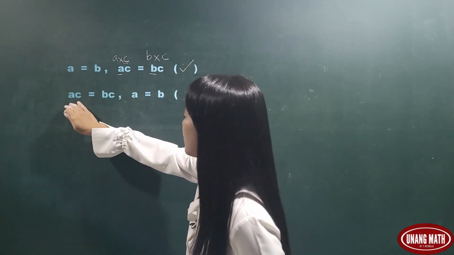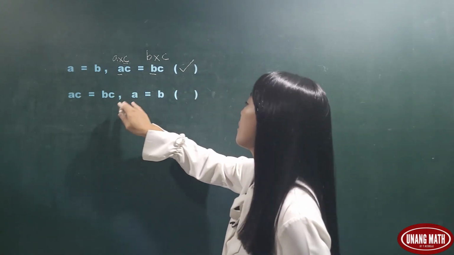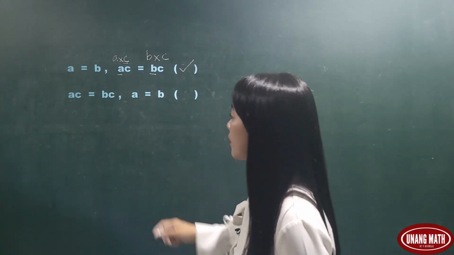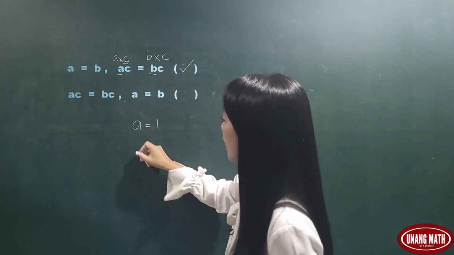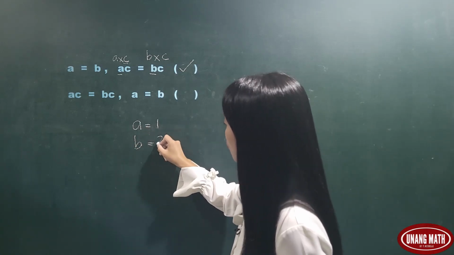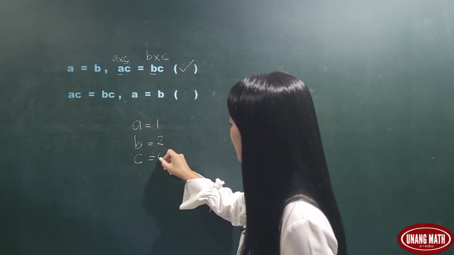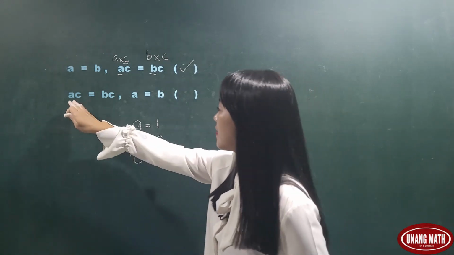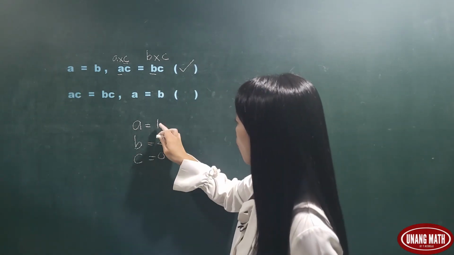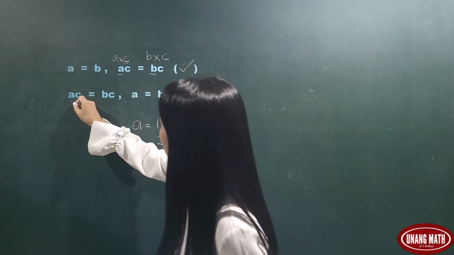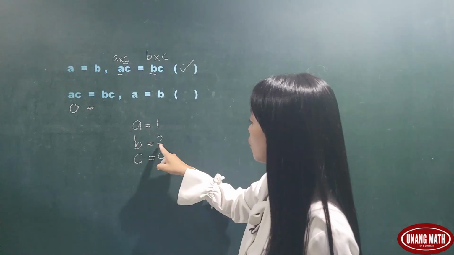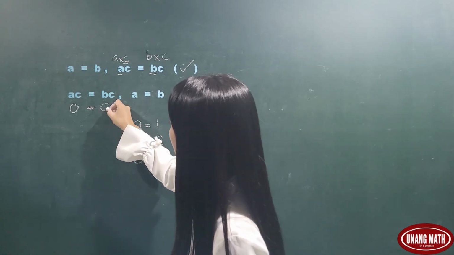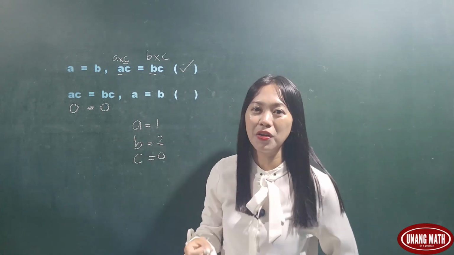Okay, what about AC is equal to BC? A is equal to B. Let's say the value of A is 1, B is 2 and C is 0. AC means A times C. So 1 times 0. This is 0. How about BC? B times C. So 2 times 0. So this is also 0. So 0 is equal to 0.